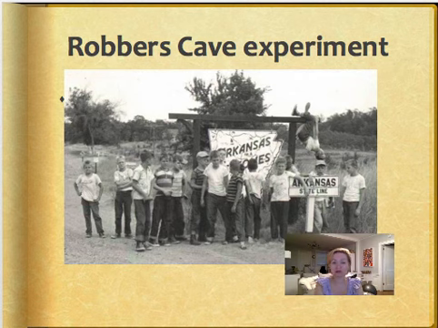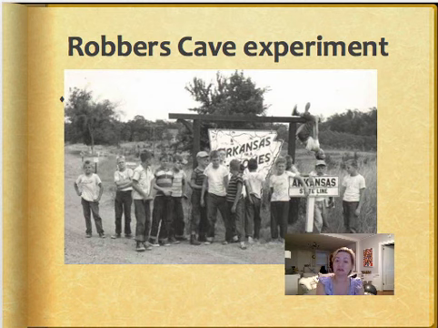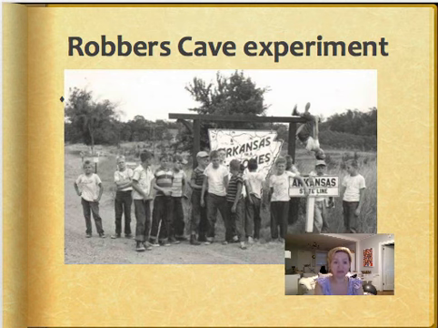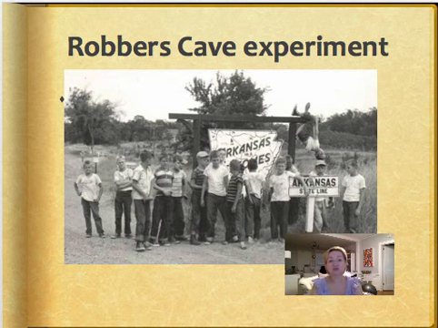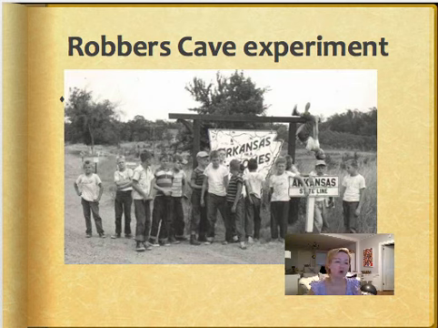They were randomly assigned to one of the two groups, and they were then, as individual groups, picked up by the bus in the summer of 1954 and transported to a Boy Scouts of America camp in Robbers Cave State Park in Oklahoma. So at the camp, these two groups were kept separate from each other, and they were encouraged to bond as two individual groups through the pursuit of common goals that required some cooperation, planning, and execution of some activities.